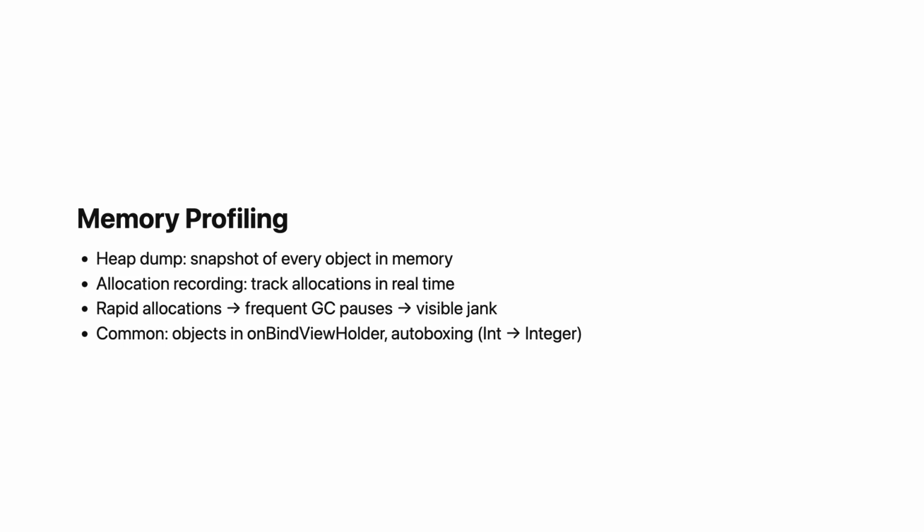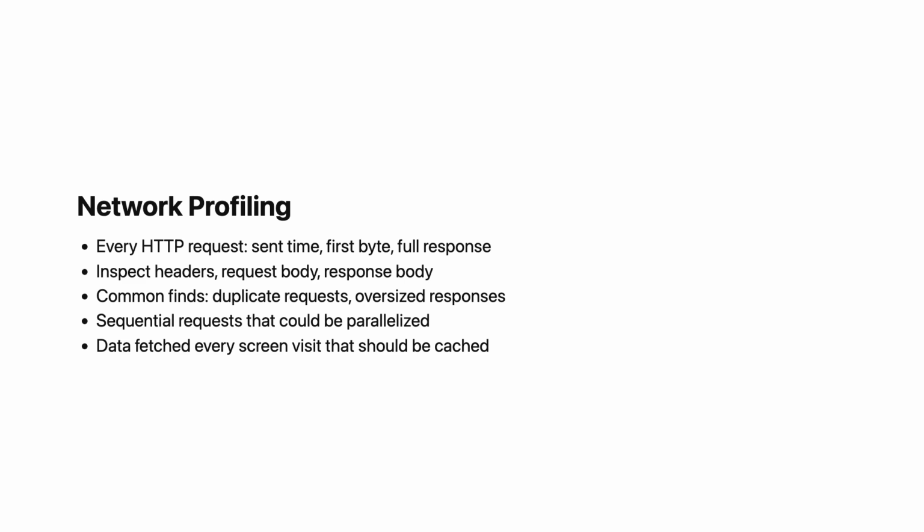The network profiler in Android Studio shows you every HTTP request your app makes, along with timing details. You can see when the request was sent, when the first byte arrived, and when the response was fully received. You can inspect headers, the request body, and the response body. This is invaluable for diagnosing IO-bound performance issues. Common findings: duplicate requests, where the same endpoint is called multiple times for the same data.